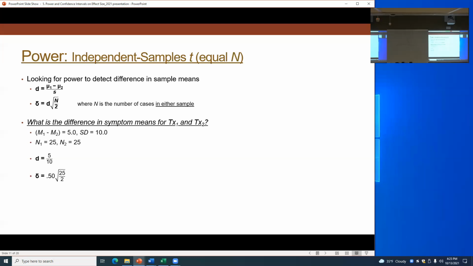So we're working in a situation where we have 0 violations of the underlying assumptions of our t-test. We have equal variances in each population, resulting in equal standard deviations. We also have equal sample sizes in this case. Okay. And so what we do then is pretty easy. If we calculate our effect size, 5 divided by 10 gives us 0.5, multiply 0.5 times the square root of 25 divided by 2. Someone tell me what we get there.